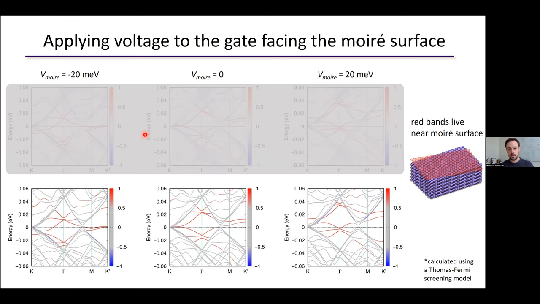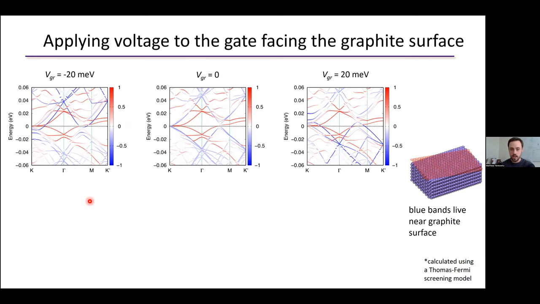So again, I'm going to saturate the color scale just to make it easier to see what happens. As I change the Moire gate, as I either apply a positive voltage or a negative voltage or potential, what we see is that this red Moire band will either shift up or down with respect to the chemical potential, which we're keeping fixed to zero, right? So at zero potential, the Fermi level is roughly halfway between these bands. And then this band shifts up as I apply a positive potential on the top surface, or it shifts down as I apply a negative potential.